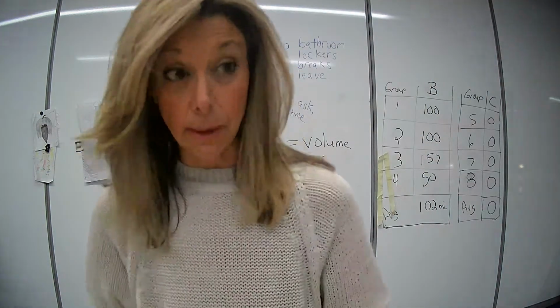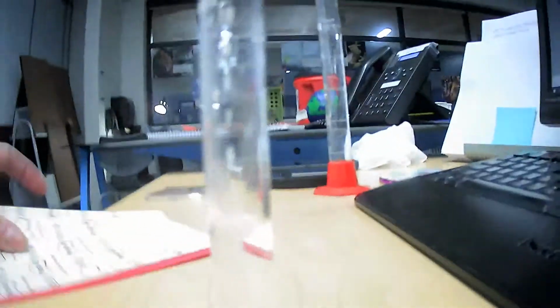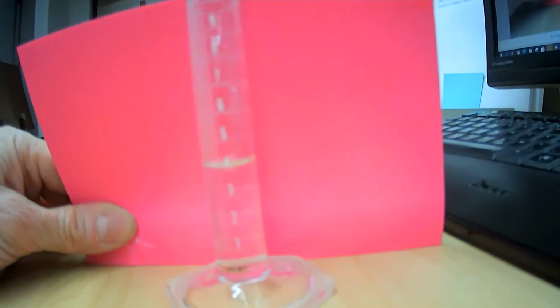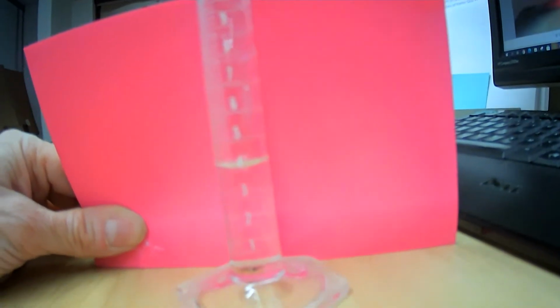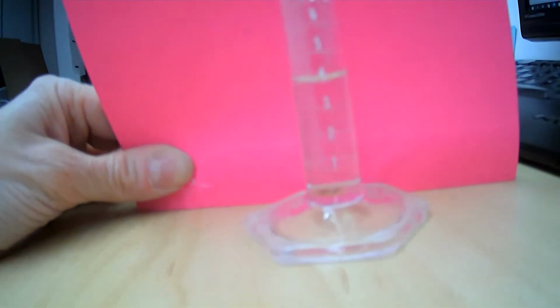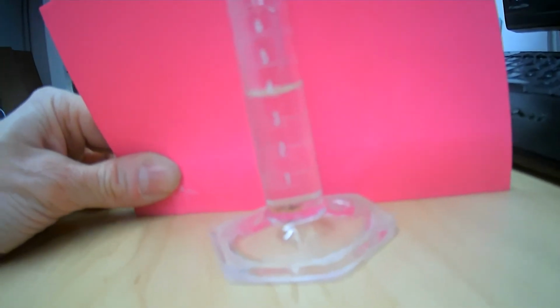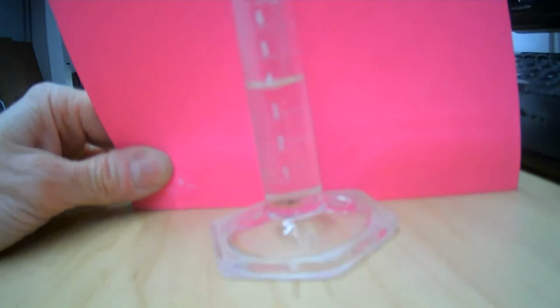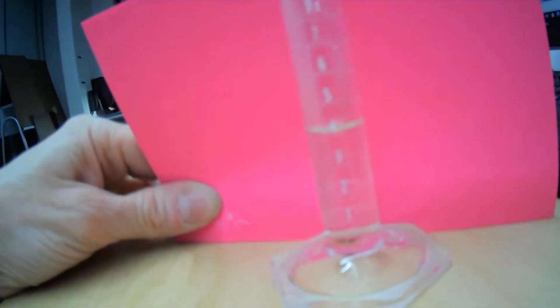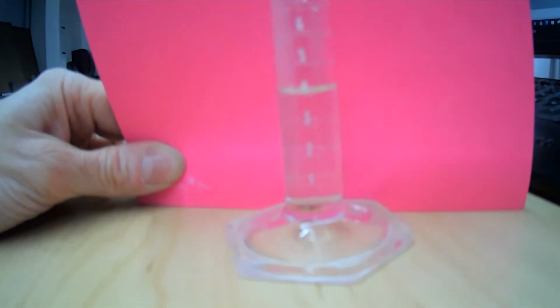Now the way to read this is you want to get down and see where the water is at eye level here. Okay, and we can see that it is at 4. You want to get the very bottom part of the water, so it's going to dip a little bit. You're going to see a little bit of bend in the water. So the very bottom part of the water is what you read, and I'm reading this at 4.